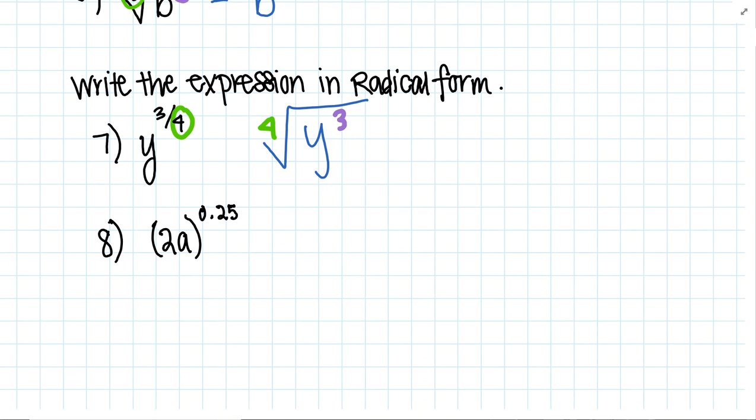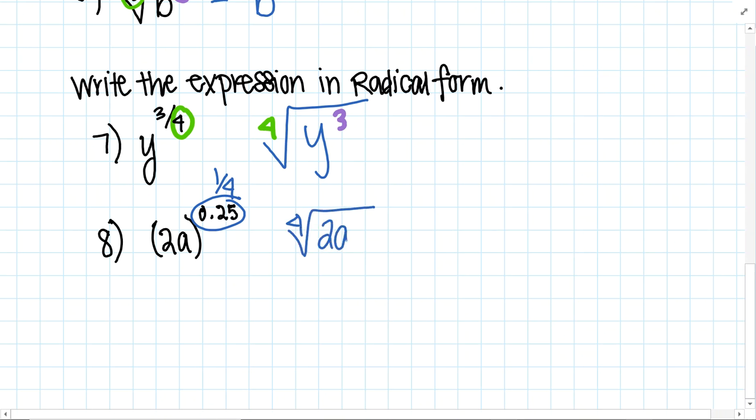Okay, the next one, we have 2a to the 0.25 power. And notice the parentheses here. And also notice you have a decimal. Decimals are fractions, okay? 0.25, I hope you know, is a 4th. So we're taking the 4th root of 2a. Since this is just a 1, we don't really do anything. I mean, you could put it to the 1st power, but that doesn't do anything.